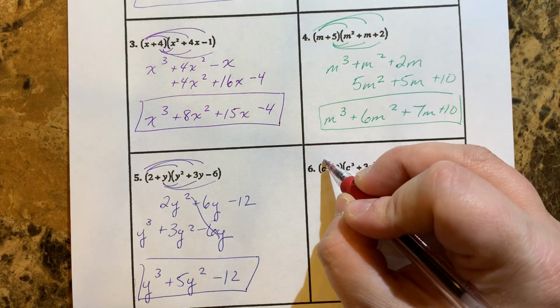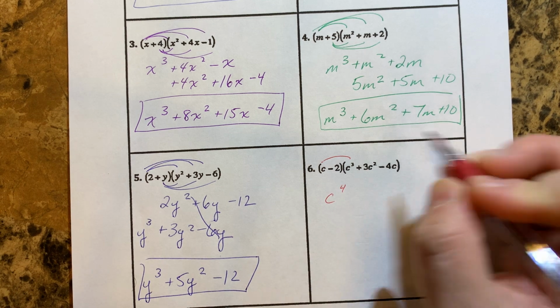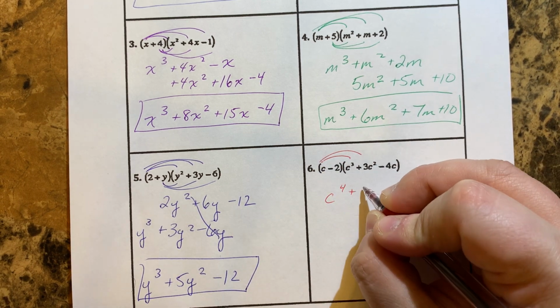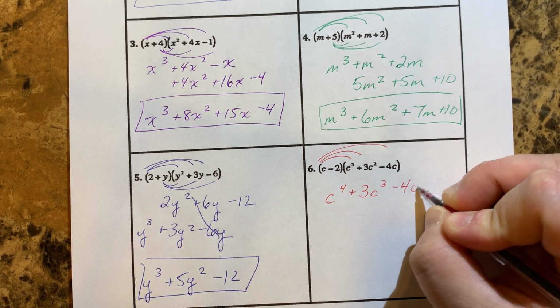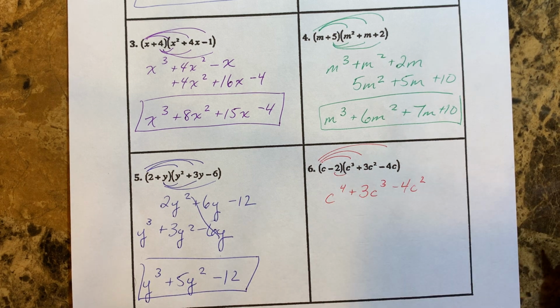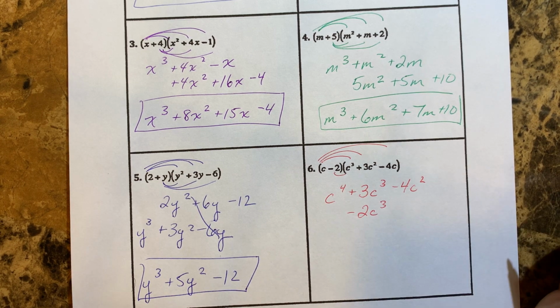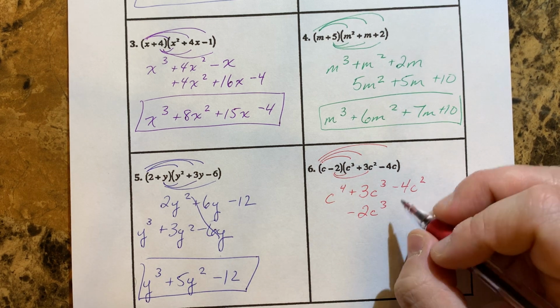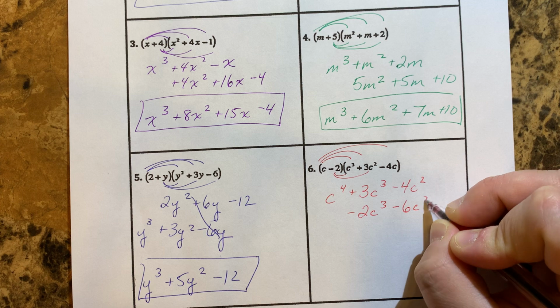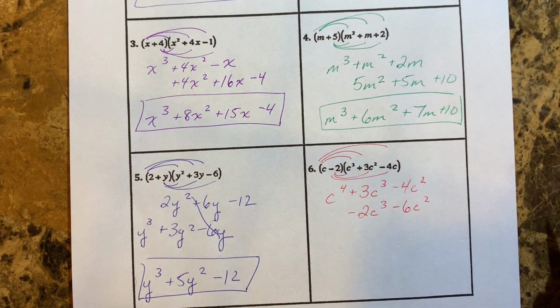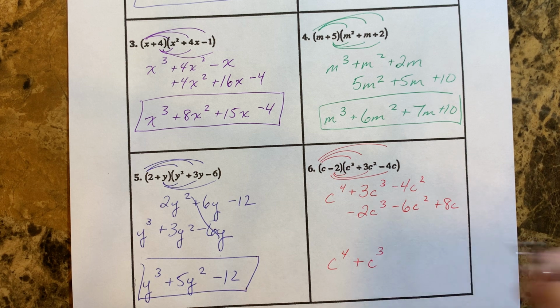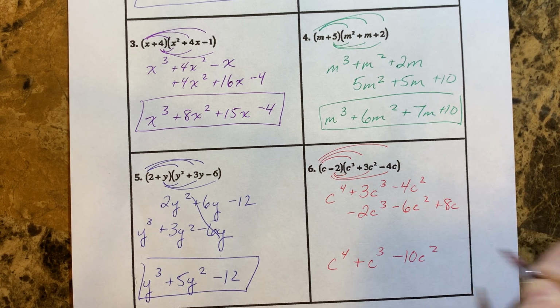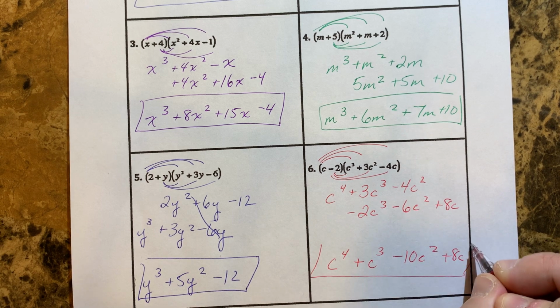And our last one. C times c cubed is c to the 4th. C times 3c squared is positive 3c to the 3rd. C times negative 4c is negative 4c squared. Negative 2 times c cubed is negative 2c cubed. Negative 2 times 3c squared is negative 6c squared. And negative 2 times negative 4c is positive 8c. Combining like terms, we get c to the 4th plus 1c cubed minus 10c squared plus 8c as our final polynomial.